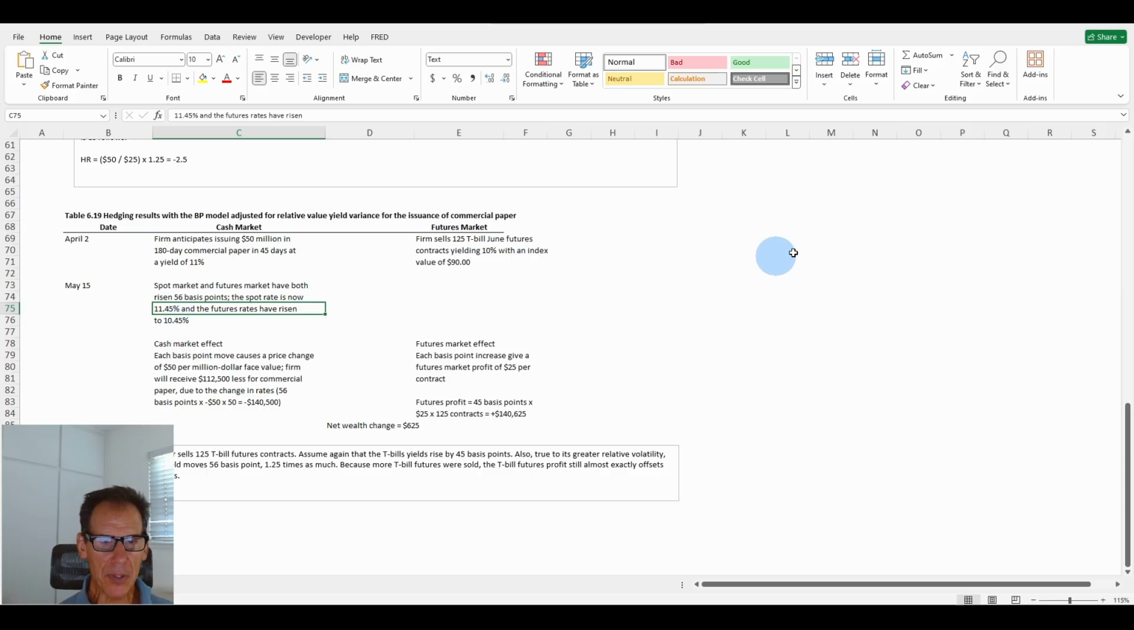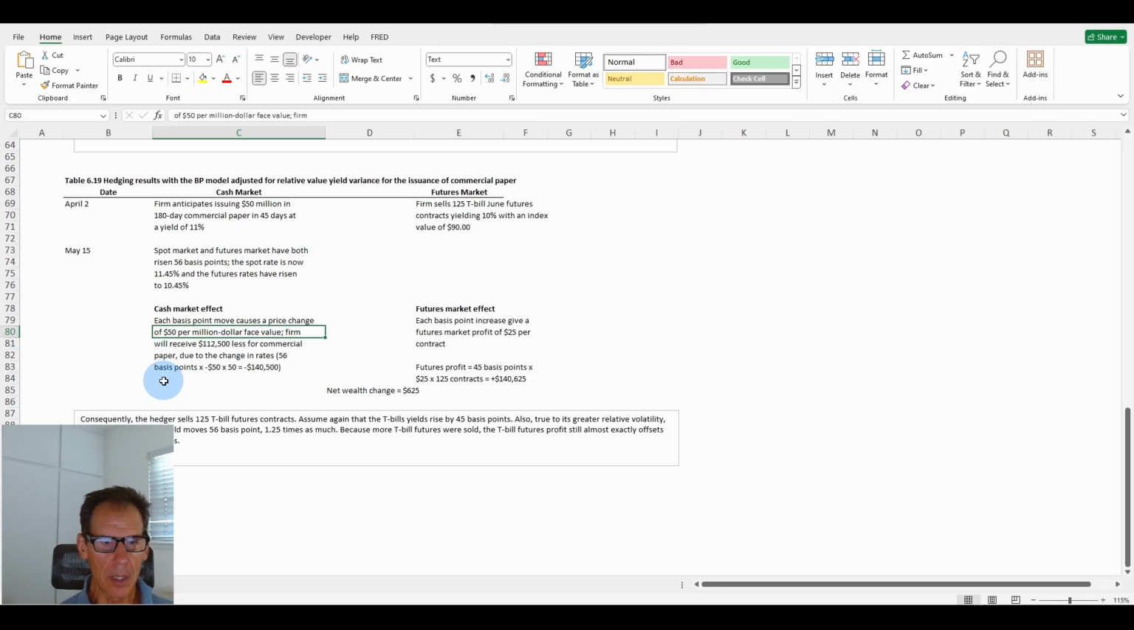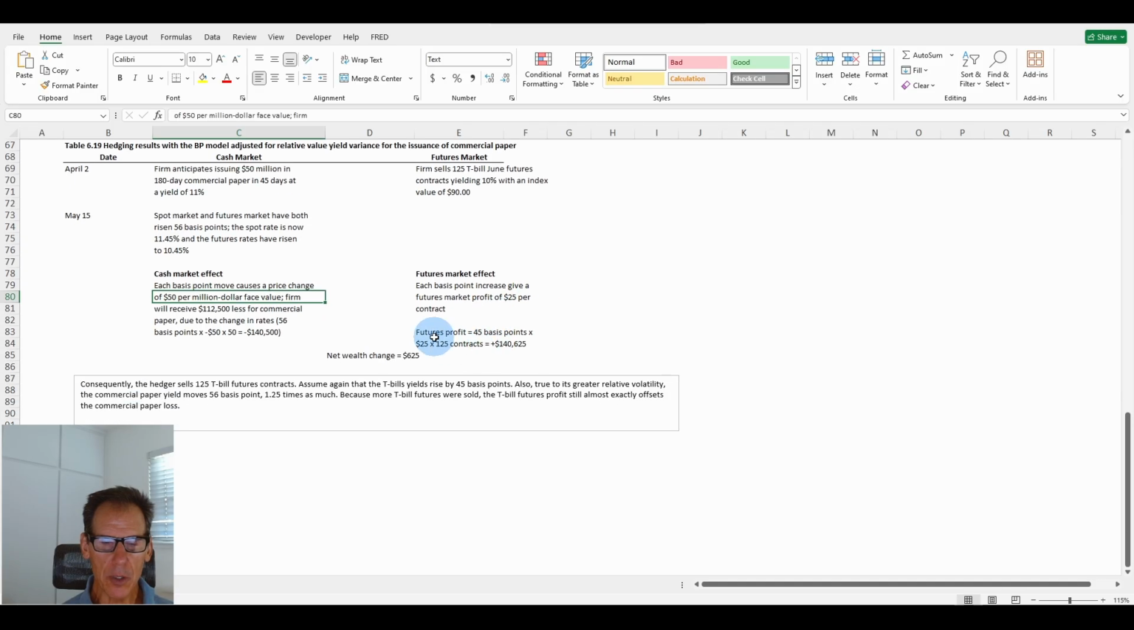Sit there and map this out and work through the logic. Cash market: each basis point move causes a price change of $50 per million. The firm will receive 140,000 less for commercial paper due to the change in rates: 56 basis points times 50 times 50 is 140 grand. Each basis point increase gives a futures market profit of $25 per contract. Futures profit is 56 basis points times 25 times 125, which is 140,000. Net wealth change, $625.